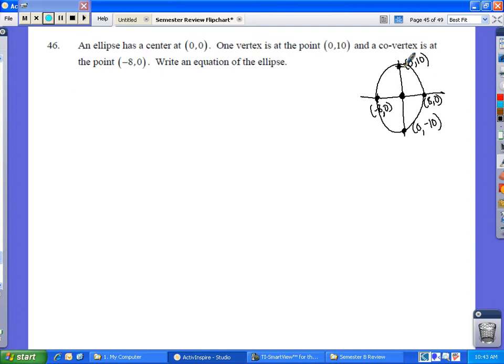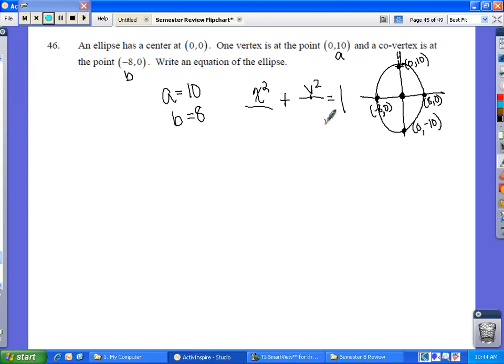Well, if you remember, whenever you're given a vertex, that's always the a value. Whenever you're given a co-vertex, that's a b value. So that means a equals 10 and b equals 8. And with those values, you know that the vertex always goes with the major axis. So in this case, my 10 is the bigger number and therefore is the major axis, and the major axis is therefore the y-axis. So I do x squared over something plus y squared over something equals 1.